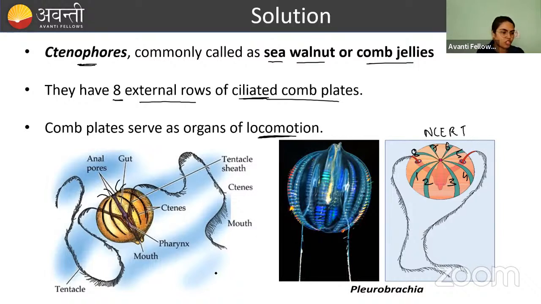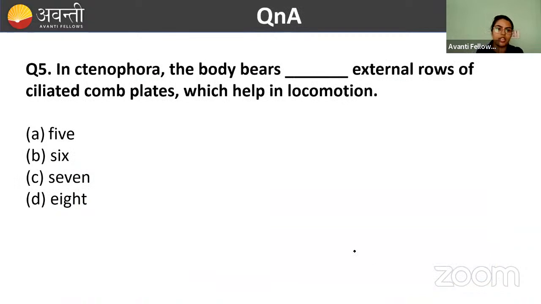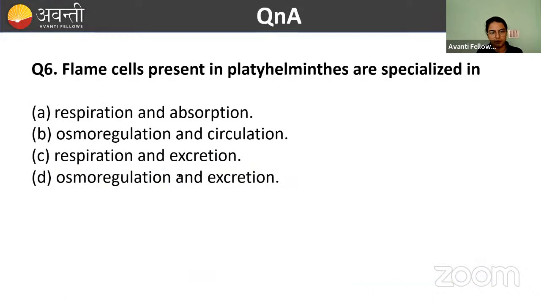And this diagram which I'm showing you on the screen is a pleurobrachia. Okay, it is a pleurobrachia. It belongs to ctenophora. Example yaad rakho, ctenophora belongs to, okay, pleurobrachia is one of the example. So here you can say now which is the answer to this question. In ctenophora, body bears 8 external rows of ciliated combs that help in locomotion.